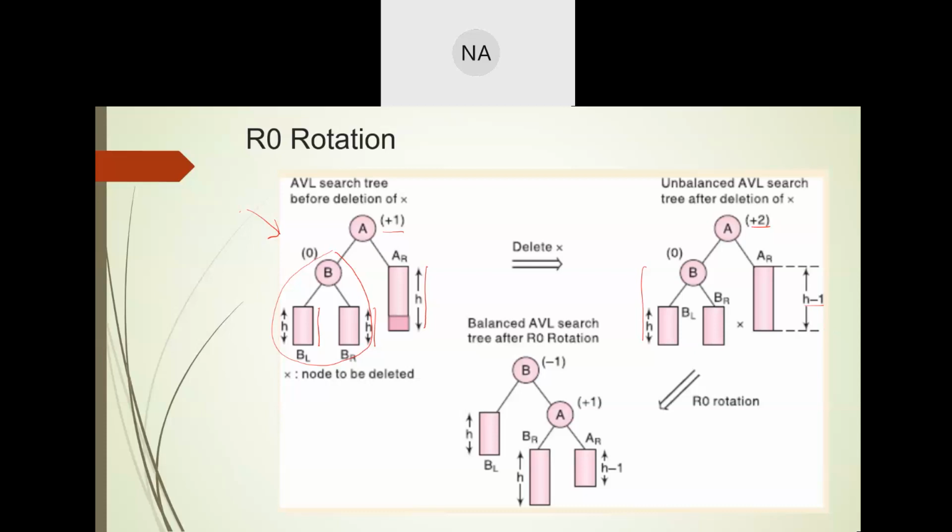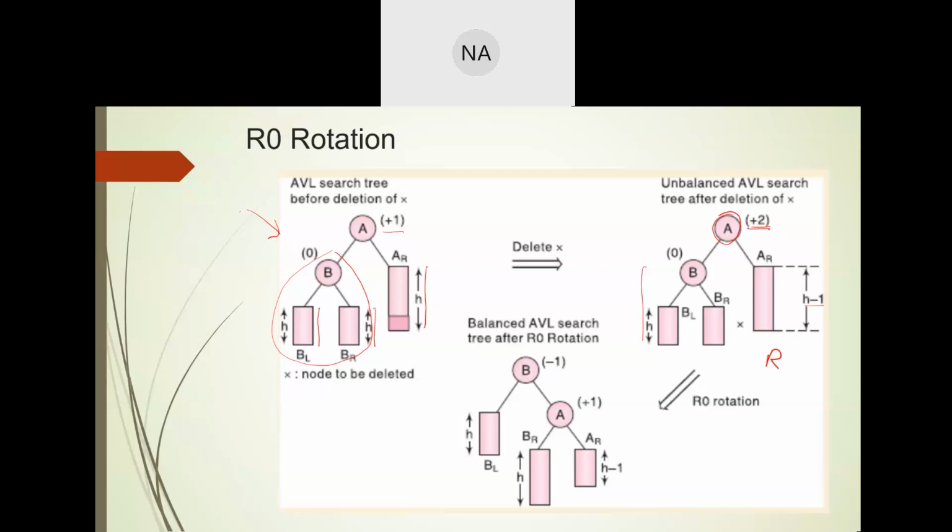Now identify the type of rotation which is to be performed. First identify node A. Node A is this, the closest ancestor of the deleted node which is imbalanced. Then you see in which subtree the deleted node is. The deleted node X is in the right subtree of A, so you write R.